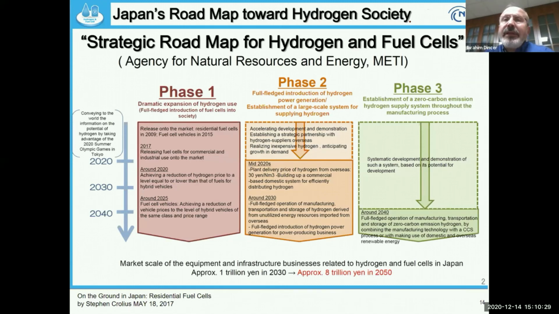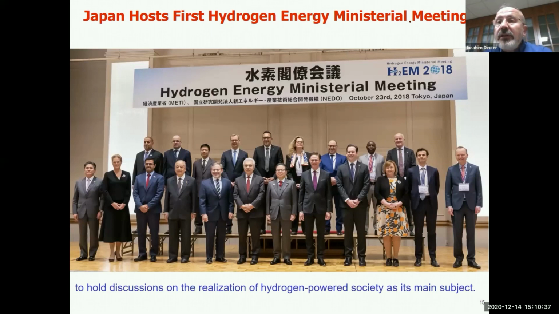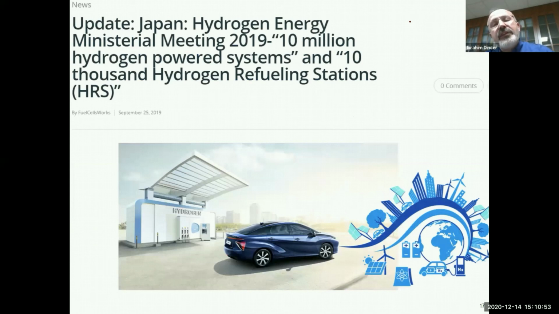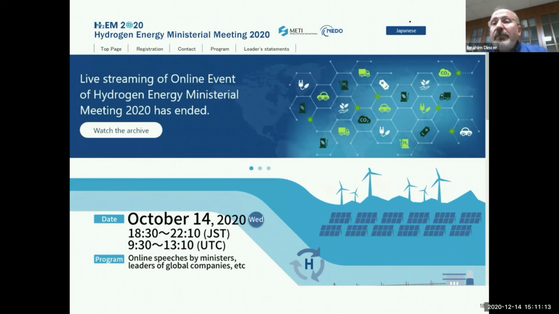Several countries started developing their roadmaps in this regard. One example is Japan. They started holding the hydrogen energy ministerial meeting in October 2018, did it again last year in Tokyo in September 2019, and look at what they have come up with, specific to Japan: in 10 years, 10 million hydrogen power systems and 10,000 hydrogen refueling stations. This year they had another follow-up meeting, developing the platform at the ministerial level to expedite the switch to the hydrogen economy.